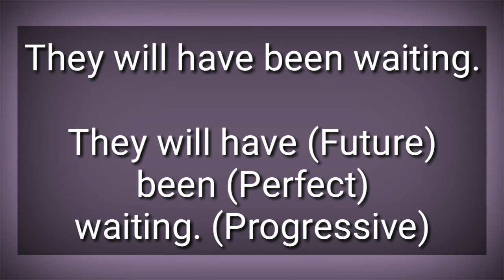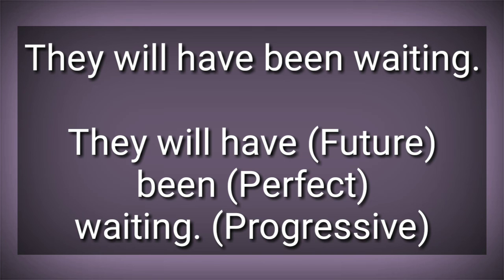Now consider this example. They will have been waiting. Here the subject they is followed by will, which shows future. Will is followed by the base form have. We followed the rules by putting the base form have after will. Have must be followed by the past participle, so we have put been. And been can be followed by the present participle, so we have put waiting.